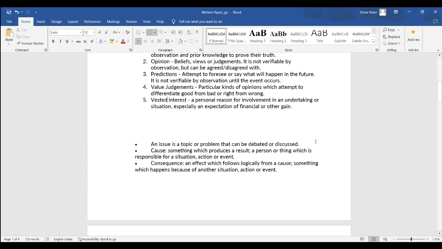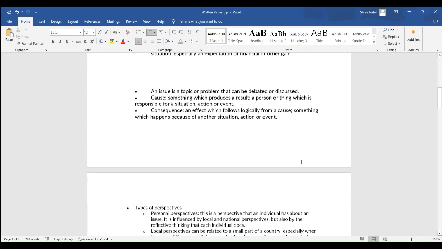Moving further, an issue is a topic or problem that can be debated or discussed. I hope you are well aware of the two terms very generally used, which are cause and consequences. Cause is a reason for why an event is happening, something which produces a result, a person or thing which can be responsible for the situation, action or event. And consequence is the effect which follows logically from a cause, a thing which happens because of another situation, action and event.